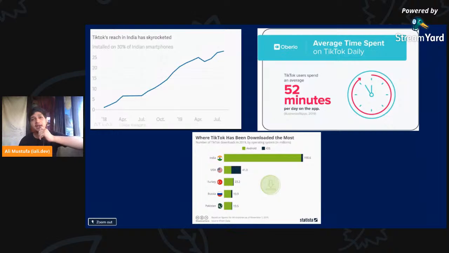Okay. So talking about TikTok in India, the rise of TikTok is awesome. You might want to be the CEO of TikTok, because within 6 to 7 months, TikTok was on the rise. More than 30% of Indians have it installed. We spend more than 1 hour on TikTok, and we are the country with the most downloads of TikTok, including WhatsApp, obviously.